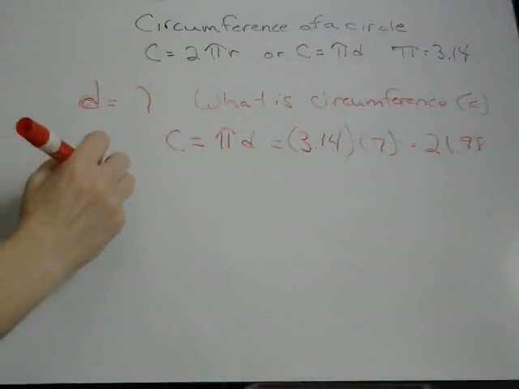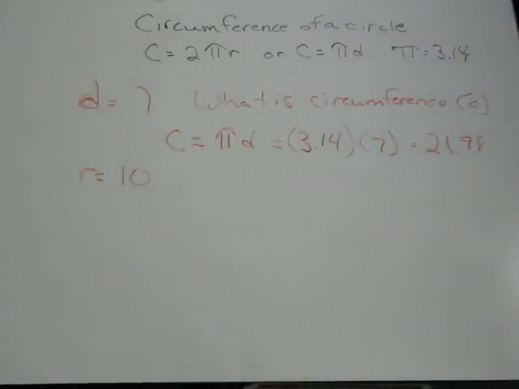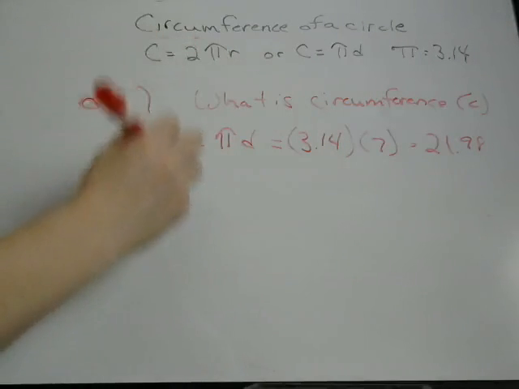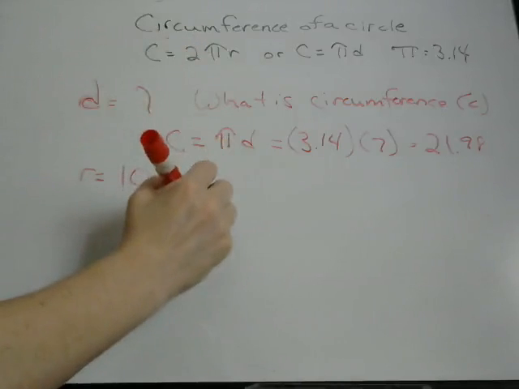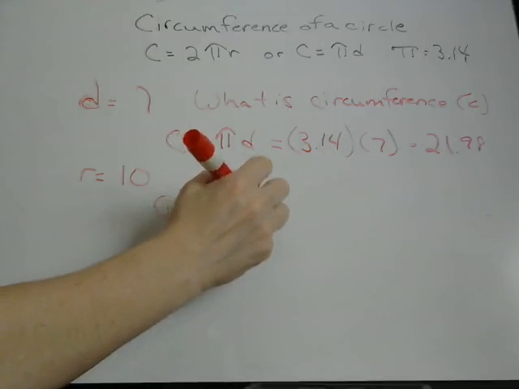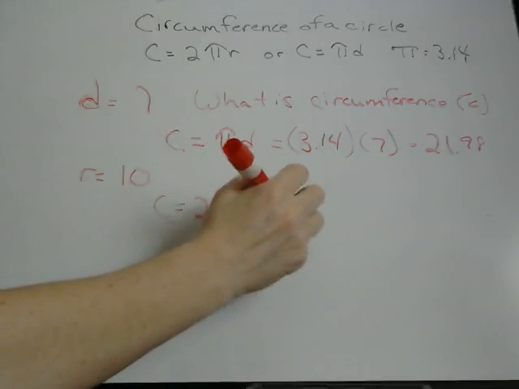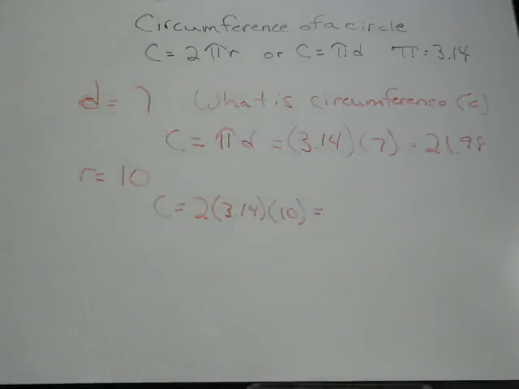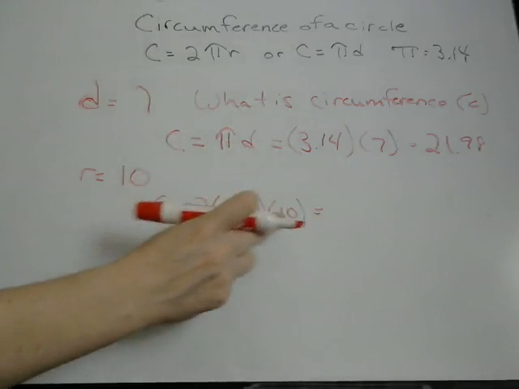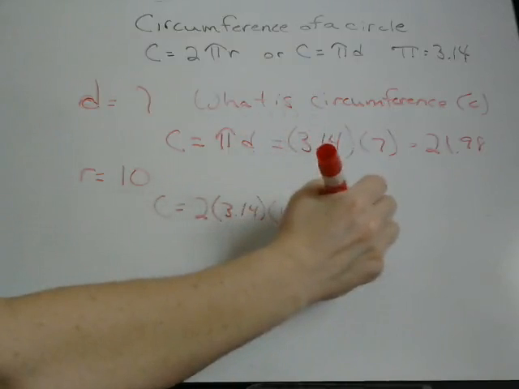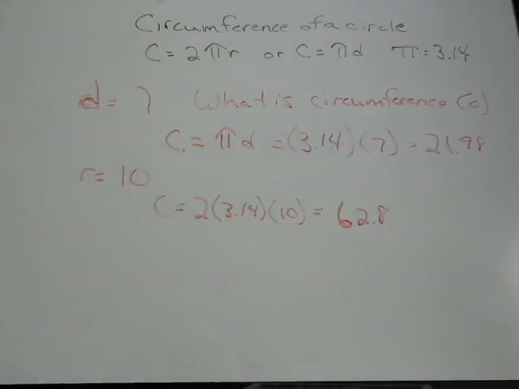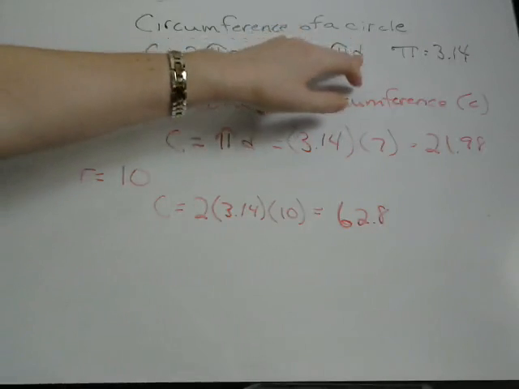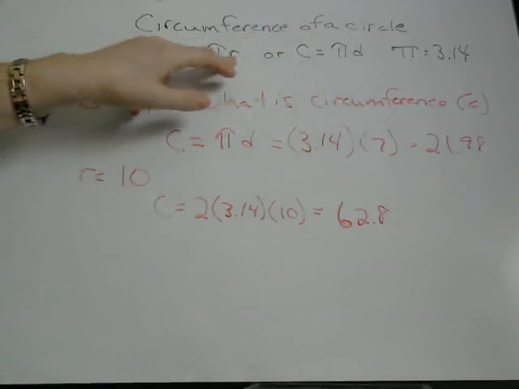If I give you the radius instead of the diameter, radius equals 10, what's the circumference? 2 times pi, remember pi is just 3.14, times the radius, times 10. You plug that into your calculator, 2 times 3.14 times 10, you get 62.8. So those are pretty straightforward questions. If they give you the diameter, you plug that in for D. If they give you the radius, you plug that in for R.